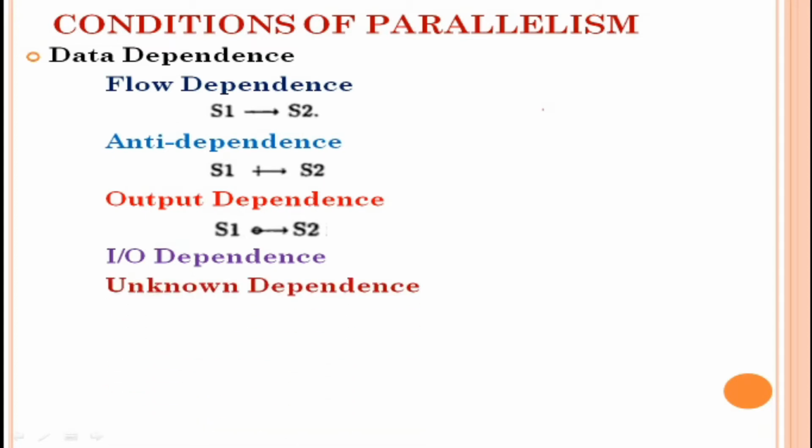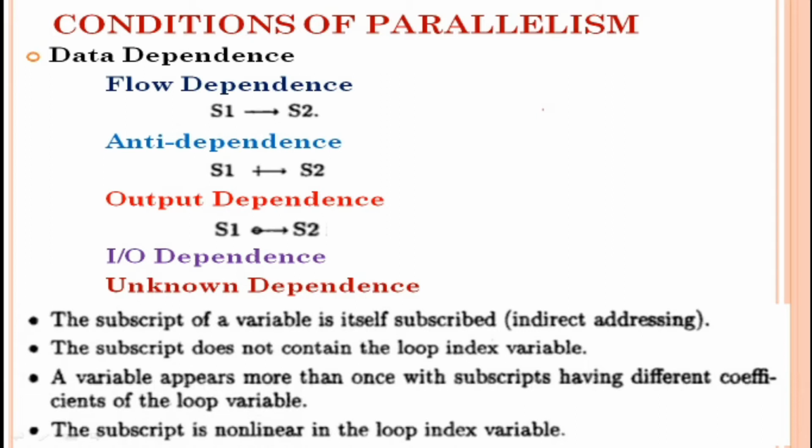The last one is the unknown dependence. The dependence relationship between the two statements S1 and S2 cannot be determined in the following situations. If the subscript of a variable is itself subscripted, that is indirect addressing, then it is an unknown dependency. If the subscript does not contain the loop index variable, it is an unknown dependence. Or a variable appears more than once with subscripts having different coefficients of the loop variable. And the fourth, the subscript is non-linear in the loop index variable. With these conditions, the dependency is called the unknown dependency.